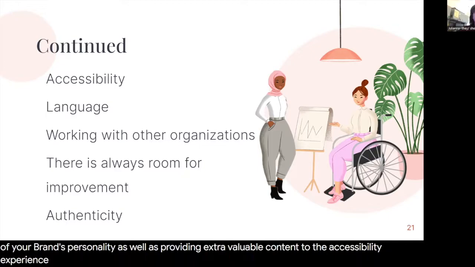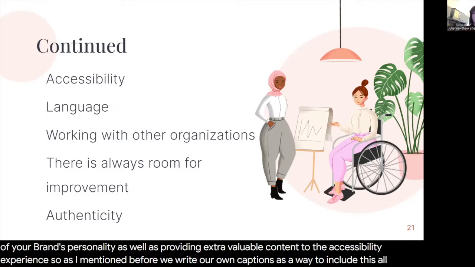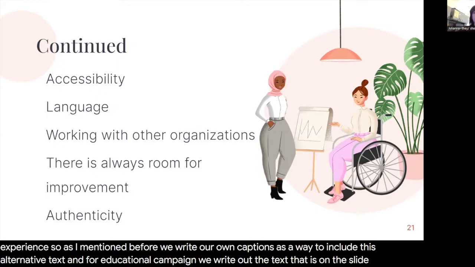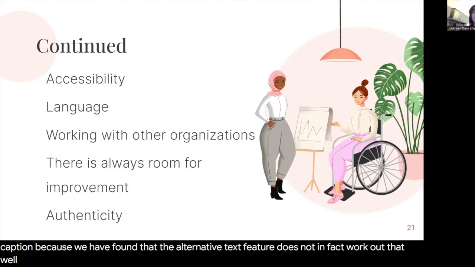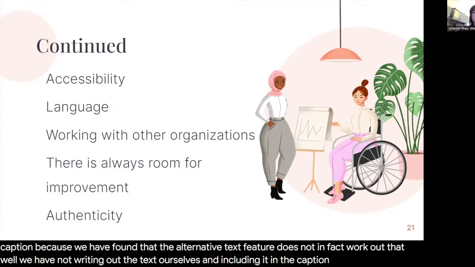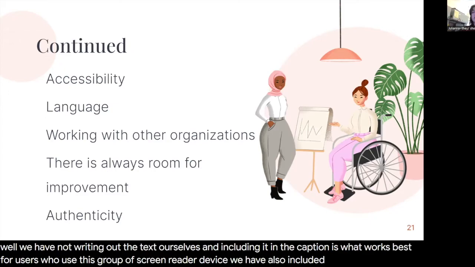So as I mentioned before, we write our own captions as a way to include this alternative text. And for our educational campaigns, we write out the text that is on the slide into the caption, because we have found that the alternative text feature does not in fact work out that well. We found that writing out the text ourselves and including it in the caption is what works best for users who use a screen reader device. We have also included resources on the resource page that we share at the end with other ways to make your Instagram accounts more accessible.